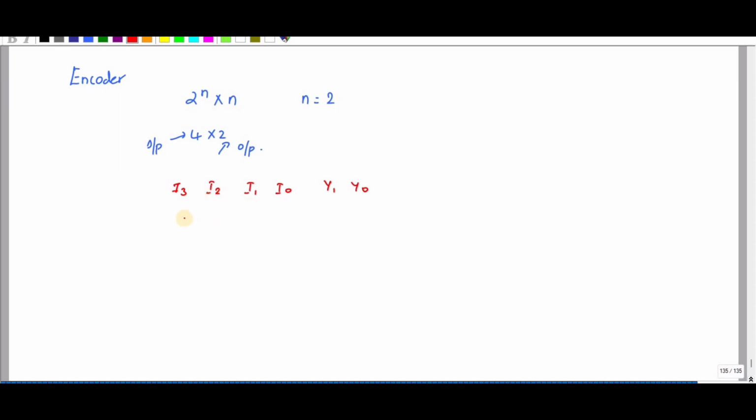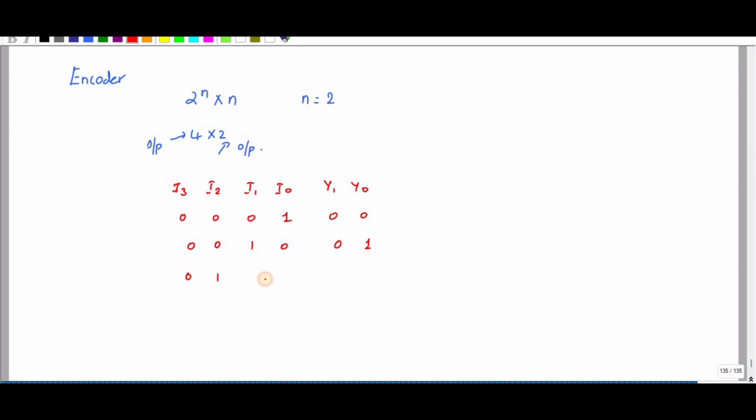Initially, if I0 is 1, and the rest everything is 0, you will get the output as 0 0. If I1 is 1 and the rest of the inputs are 0, I will get 0 1. That is, the encoder will take all the digital inputs and encode them into 0 0. It will select all the inputs, irrespective of the mux, where the mux will select only one input. This will select all the digital inputs and convert them into 0 0.